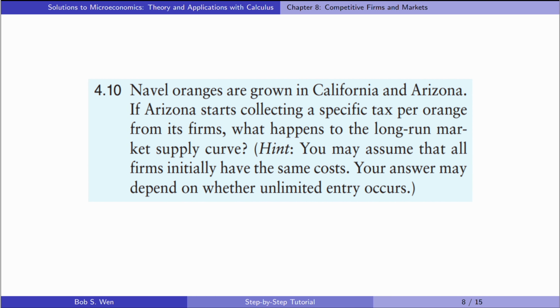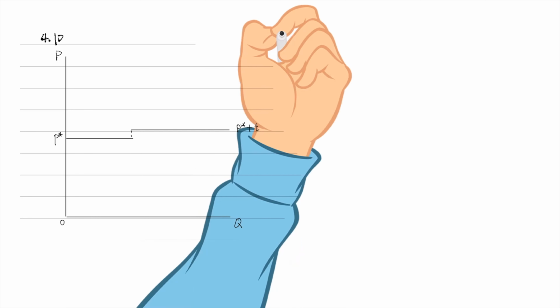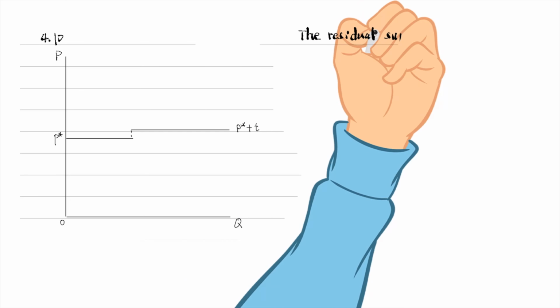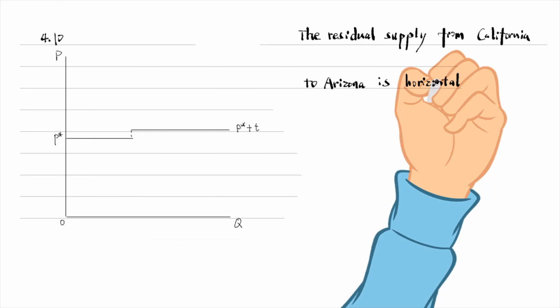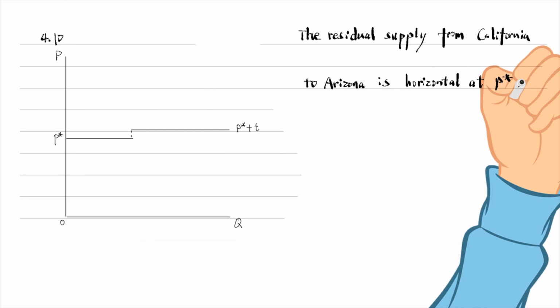Let's answer exercise 4.10. Navel oranges are grown in California and Arizona. If Arizona starts collecting a specific tax per orange from its firms, what happens to the long-run market supply curve? The residual supply from California to Arizona is horizontal at P star. The supply is from California.